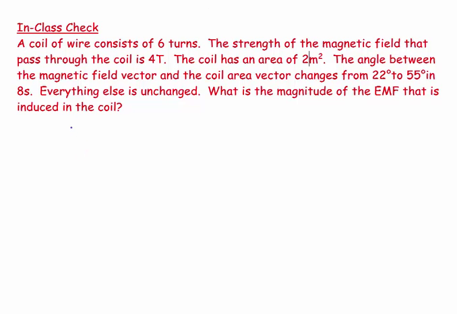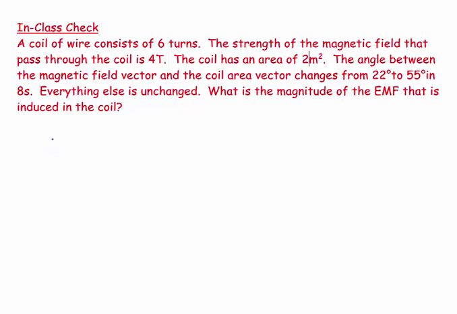Welcome. This question says a coil of wire consists of 6 turns. The strength of the magnetic field that passes through the coil is 4 Tesla. The coil has an area of 2 square meters. The angle between the magnetic field vector and the coil area vector changes from 22 to 55 degrees in 8 seconds. Everything else is unchanged. What is the magnitude of the EMF that is induced in the coil?